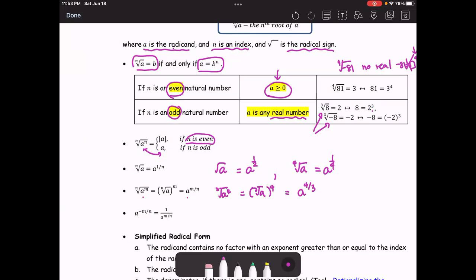The next one is A to the power negative m over n. When you have a negative power, the expression can be rewritten as the reciprocal of the positive power. For example, A to the power negative 1 over 2 is the same as 1 over A to the power 1 over 2.